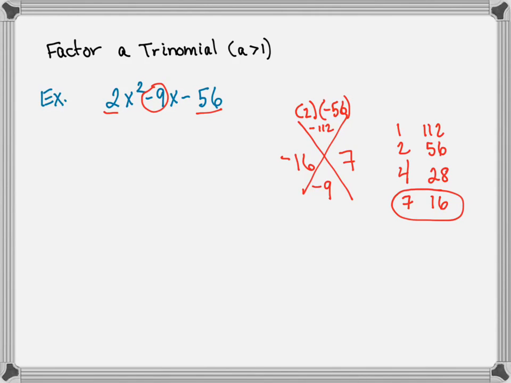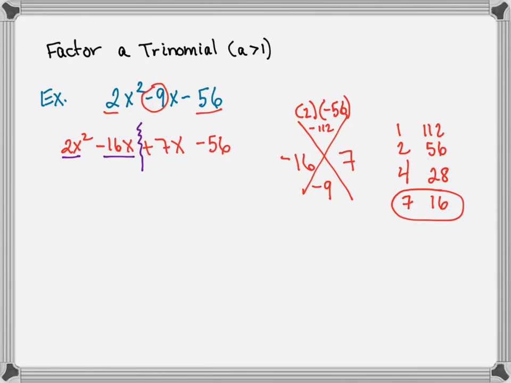And now we're going to go back to our original trinomial. We're going to keep the first term and the last term, and we're going to expand out the middle term, the negative 9x, using our numbers negative 16 and positive 7. So instead of writing negative 9x, I'll write negative 16x plus 7x. Now we're going to split our terms into halves. So I've got a first half and a second half. So I'm just going to literally draw a line.